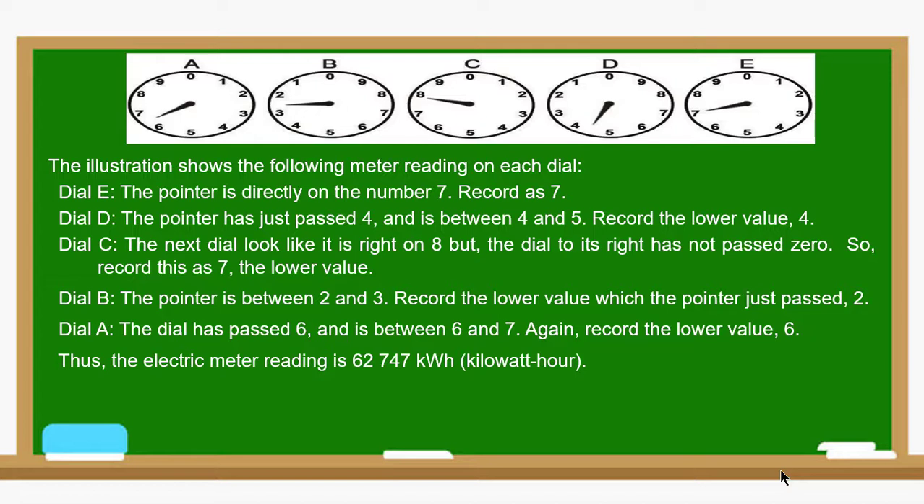Dial B, the pointer is between 2 and 3. Record the lower value which the pointer just passed, 2. Dial A, the dial has passed 6 and is between 6 and 7. Again, record the lower value 6. Thus, the electric meter reading is 62,747 kilowatt-hour.